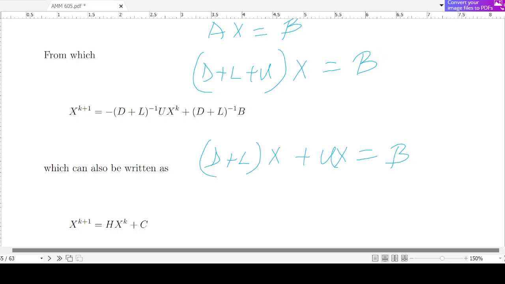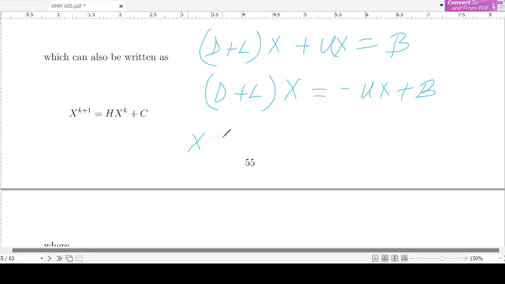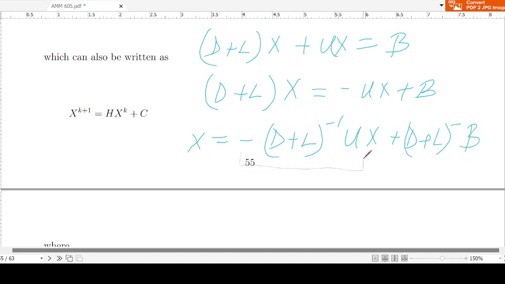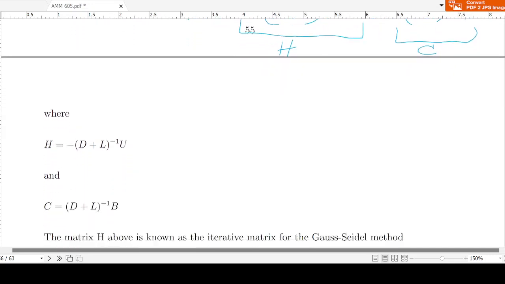This is UX, and D plus L times X is equals to minus UX plus B, so that X becomes minus D plus L inverse times UX plus D plus L inverse times B. This matrix here is what we shall call H, and this now will be our C, which is now different from what we had in the Jacobi.